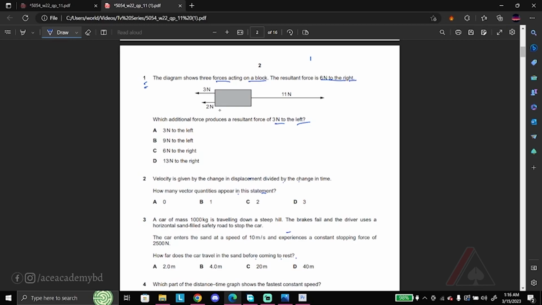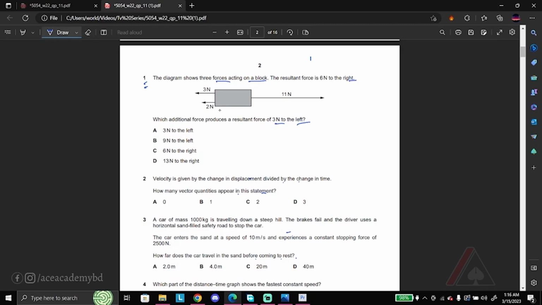So initially the resultant force is to the right and it's 6 newtons. We can check that using the formula: the force on this side minus the force on this side. So 11 minus 3 plus 2. This gives us 11 minus 5, which is 6 newtons. Okay, so we have 6 newtons to this side.